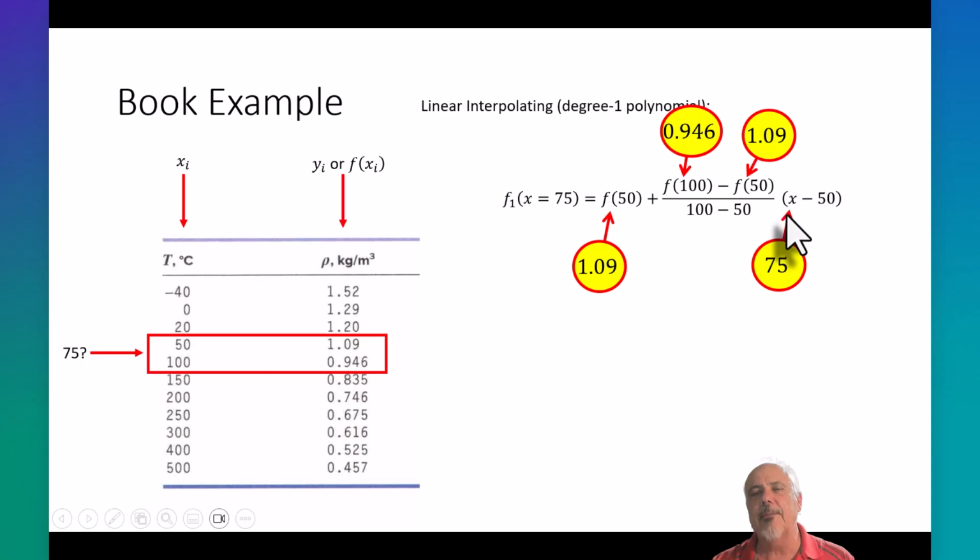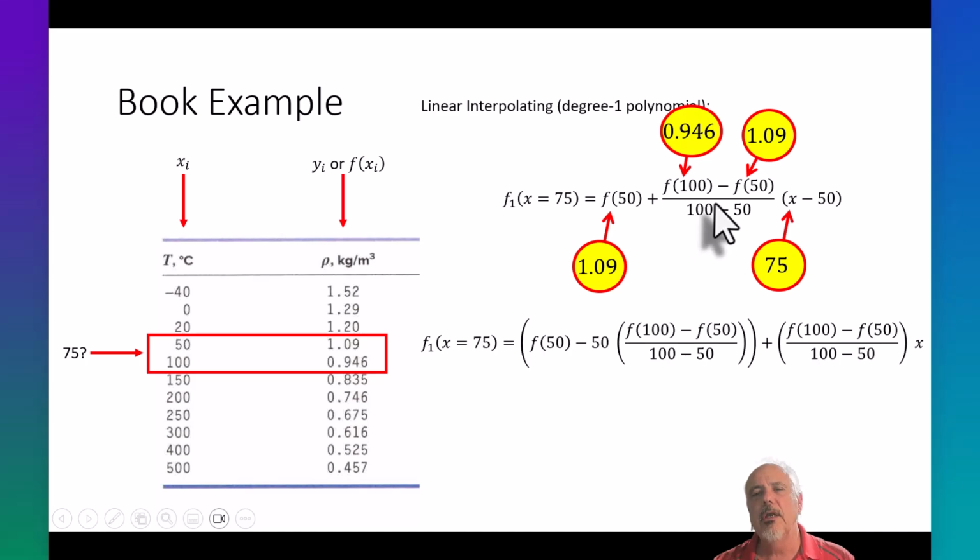The x is going to be 75, and the offset in x is going to be 50. So I'm coming from 50 going to 100. So that's why that 50 is there, and I'm marching from 50 towards this 75. This effectively is the slope here.